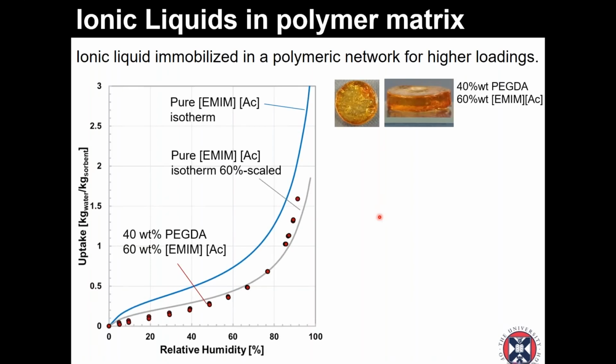We did our measurements on that. We basically prepared a material which is still 60% imine acetate, 40% PEGDA, which is a polymer. Now, with this polymer here, we couldn't go more than 60% of the impregnation. There was not really an advantage.